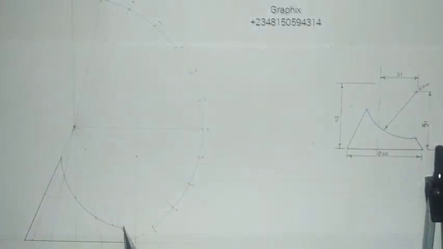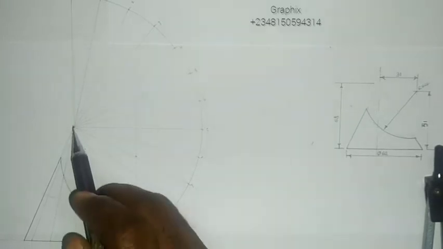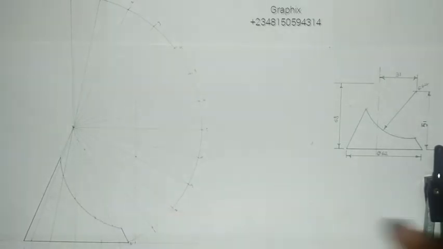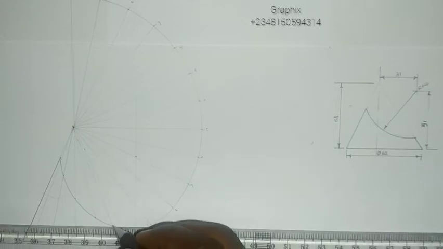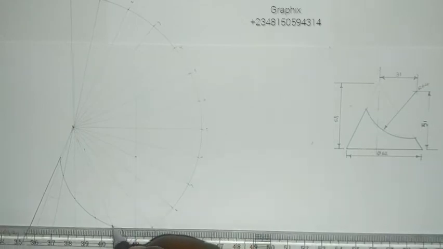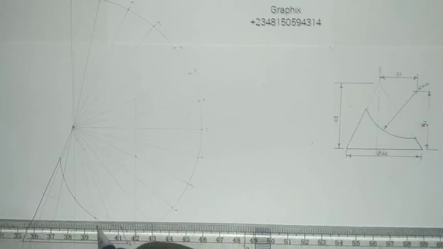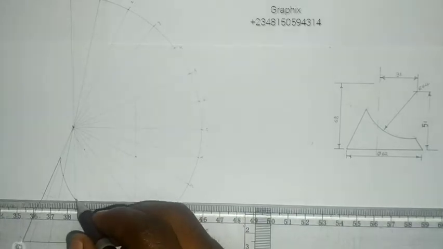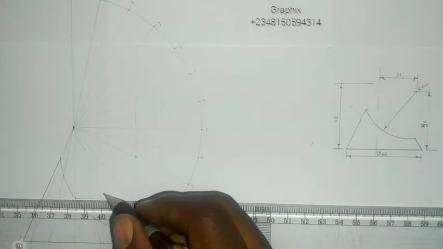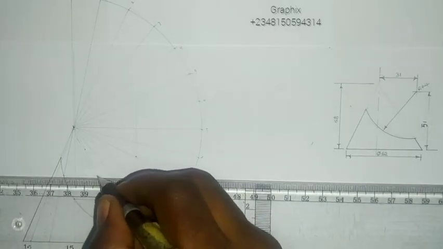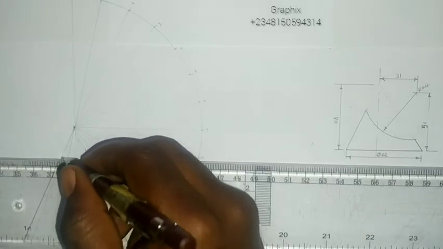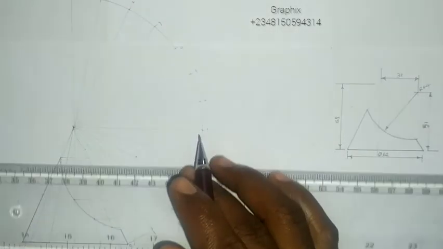At every point where our inclined line going towards the center is touching this arc, you project it to touch the body of the cone. This is what I mean here. So at this point, I'll project it with a faint line to touch the body of the cone. Go to the next point, touch the body of the cone. The next point also, and the next, touching the body of the cone. That is what we are doing.